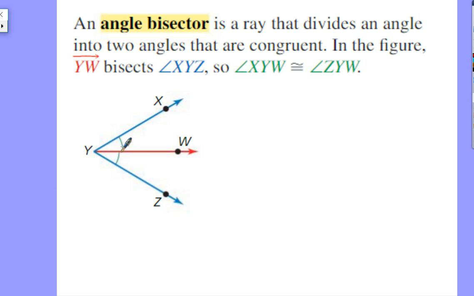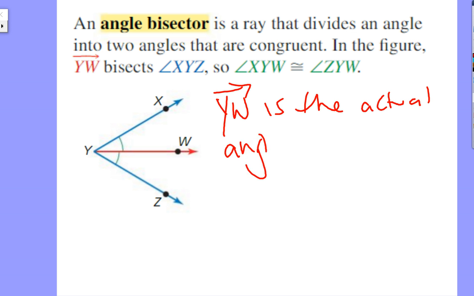So in this case we see our two congruency arcs, so WYX and ZYW are split by YW. So we would consider that YW is the angle bisector. So I'm going to make that very clear. The ray YW is the actual angle bisector. And it clearly makes now XYW congruent to ZYW.